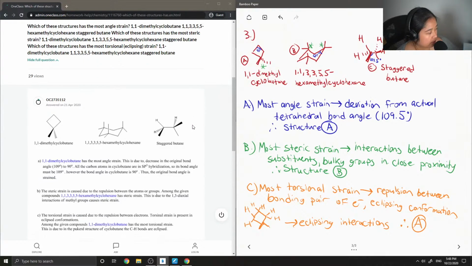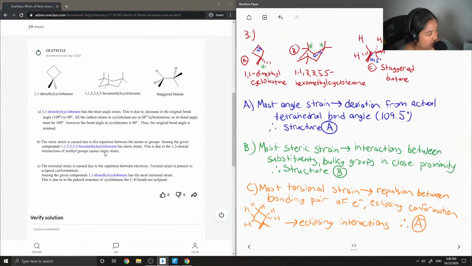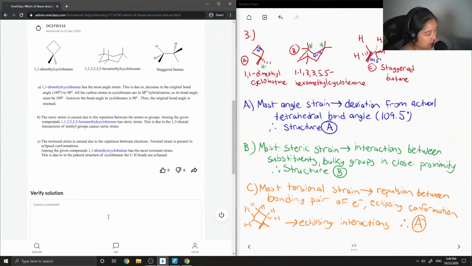Let's look at the answer from our junior tutor. 1,1-dimethylcyclobutane has the most angle strain. Yep. Since its bond angle is 90 degrees, the most steric strain is compound B due to the 1,3 diaxial interactions of methyl groups. And then C, torsional strain is caused due to the repulsion of electrons present in eclipsed conformations. Then this is due to the puckered structure of the cyclobutane. So this solution is correct.